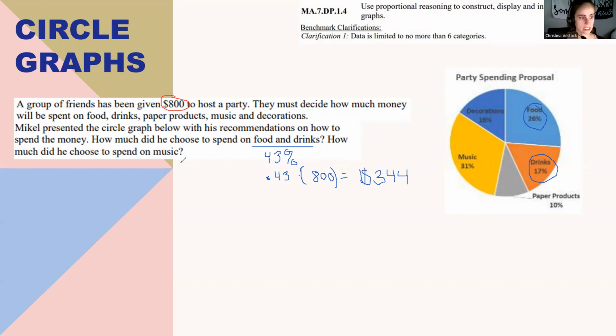Now we want to know how much he's going to spend on music. Well, music makes up 31%. Once again, change that into a decimal. And if your calculator does have the percent sign and you're given permission to use a calculator, you can just type in 31% and it will go ahead and convert that to a decimal for you. But it is good to know that you just need to move the decimal point 2 times. And once again, we're going to multiply that by our total budget of $800.